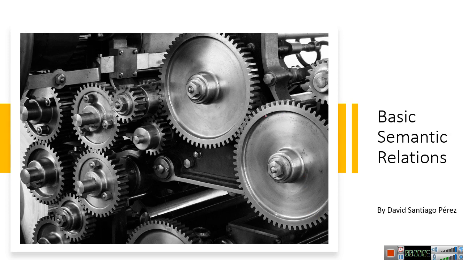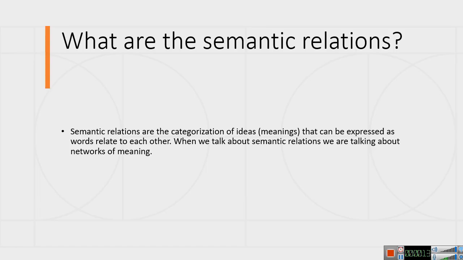My name is David Santiago Perez, and today we're going to talk about basic semantic relations. So, what are semantic relations? Semantic relations are categorizations of ideas, that is, meanings, that are expressed as words relate to each other. When we talk about semantic relations, we are talking about networks of meaning. Meaning here is the most important aspect of this lecture.